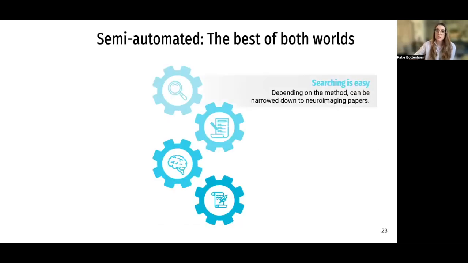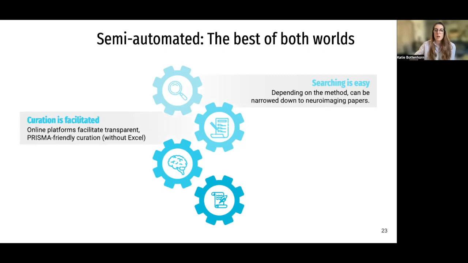So searching is easy because we are combining the powers of an automatically populated database with human curation. Depending on the method you're using, your search can begin with just neuroimaging papers that already have extracted coordinates, or a group of publications that include some extracted coordinates and some papers that haven't had coordinates extracted yet. Curation is often facilitated depending on the platform, and it can be made more transparent and easy, and you don't have to use Excel, which is great.